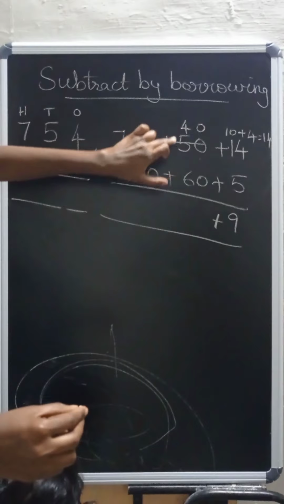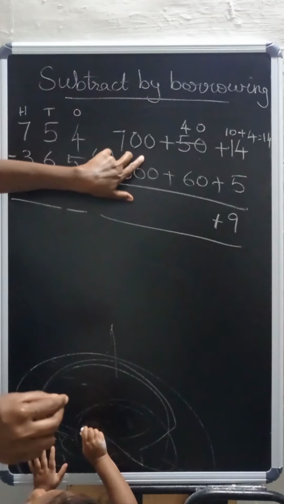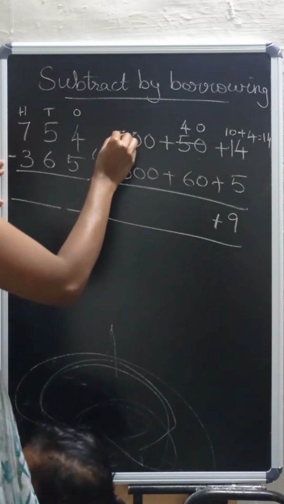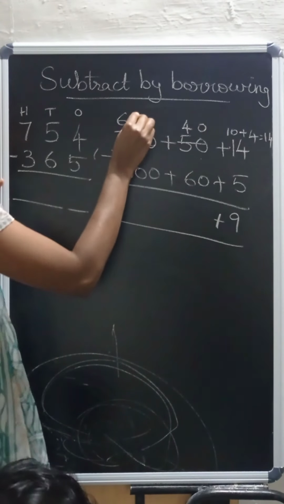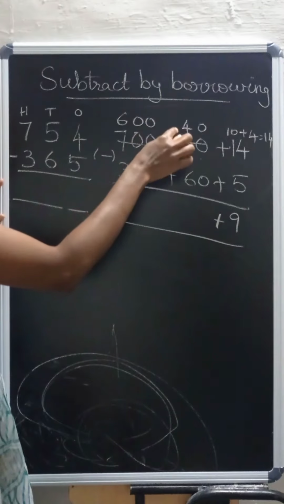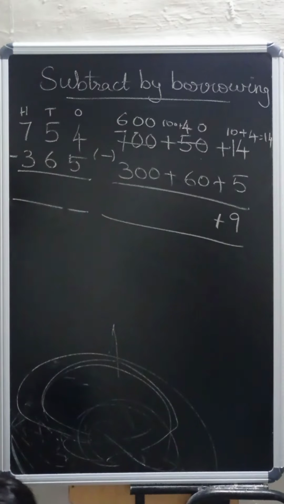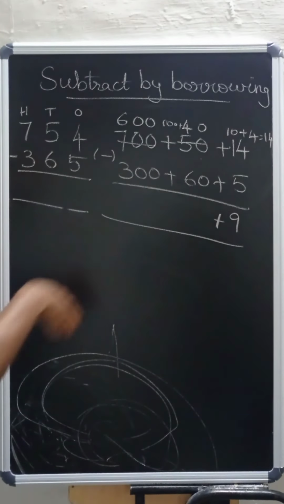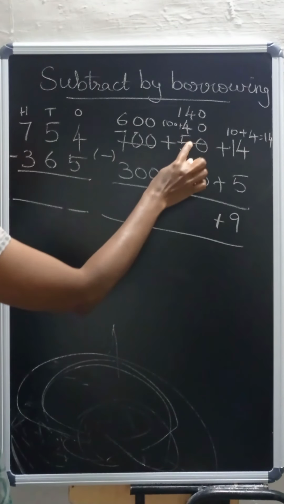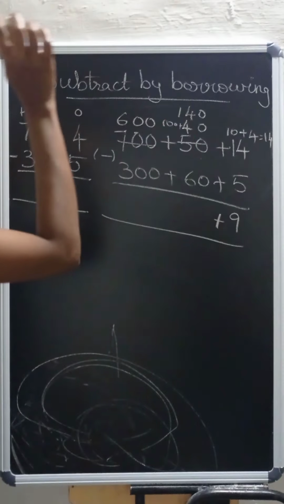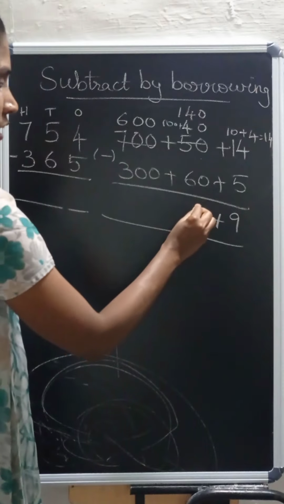Now 40 minus 60. I cannot subtract 60 from 40. So I am going to borrow now from the hundreds place. From hundreds place I can borrow only 100. So this 700 becomes 600. I am going to get a 100 here. So 100 plus 40 becomes 140. So here now this 40 we have made it into 140.